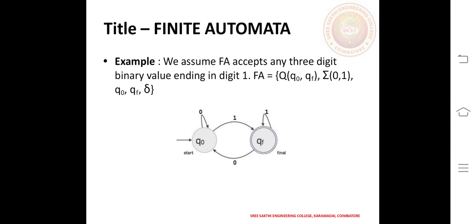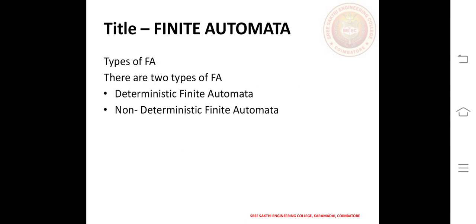And now we are going to see the types of finite automata. There are two different types of finite automata: the deterministic finite automata and the non-deterministic finite automata.